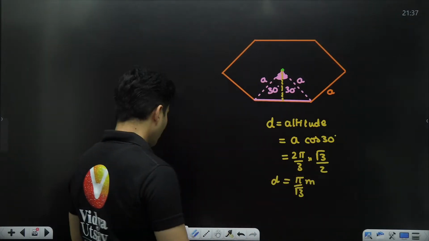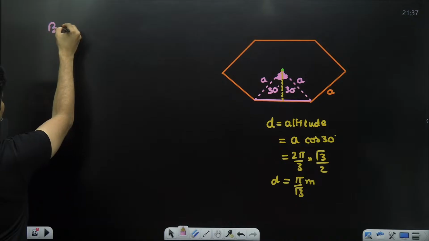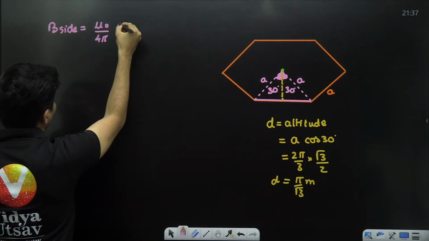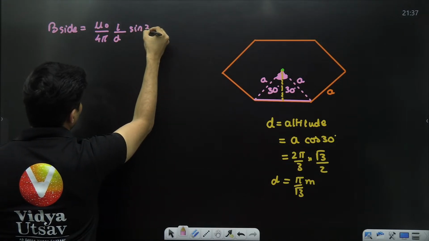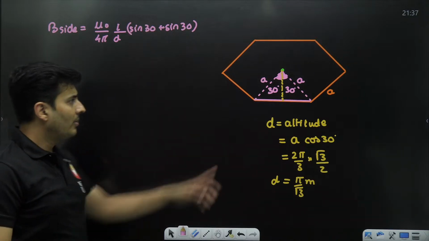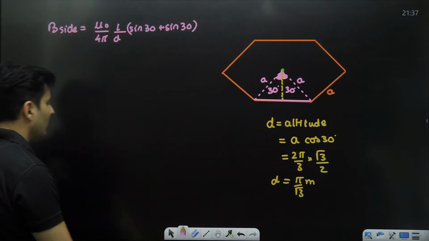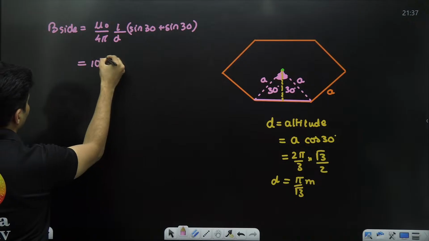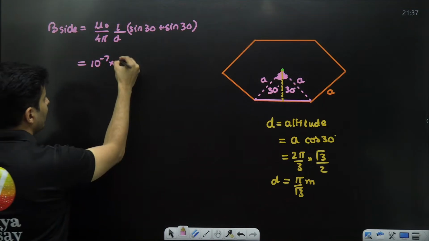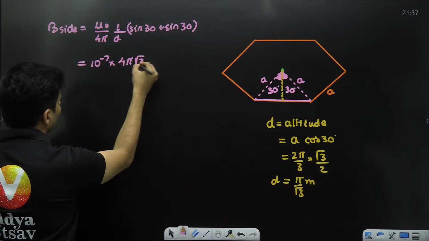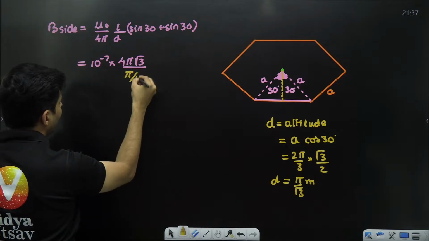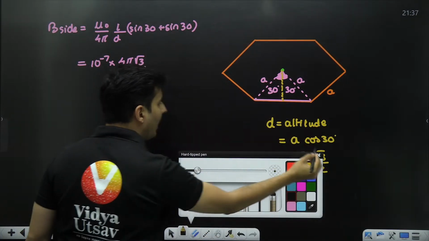Okay, distance is known. Now let's figure out what is the magnetic field due to one side. It will be mu naught by 4 pi, I by d, sine 30 plus sine 30. Is that right? Sine 30 plus sine 30, both the sides. So mu naught by 4 pi is 10 to the power minus 7. What about the current? Current is 4 pi root 3. What is the distance? We just got it over here. It is pi by root 3, and sine 30 is half.